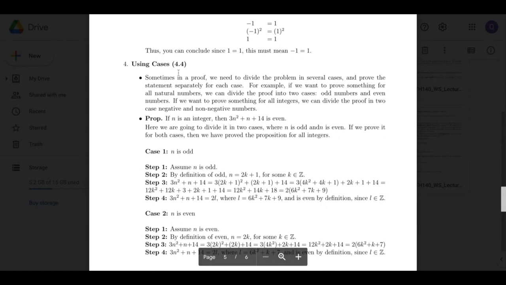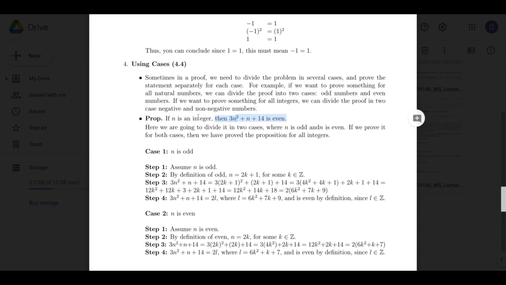Okay, now using cases. So sometimes in a proof, we need to divide the problem into several cases. We prove the statement separately for each case. For example, if we want to prove something for all natural numbers, we can divide the proof into two cases, odd numbers and even numbers. If we want to prove something for all integers, we can divide the proof into negative and non-negative cases. So let's see this proposition. If n is an integer, then 3n squared plus n plus 14 is even.